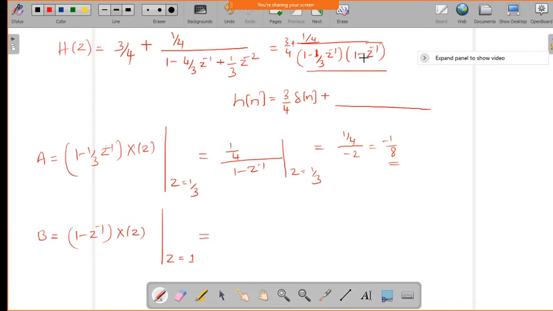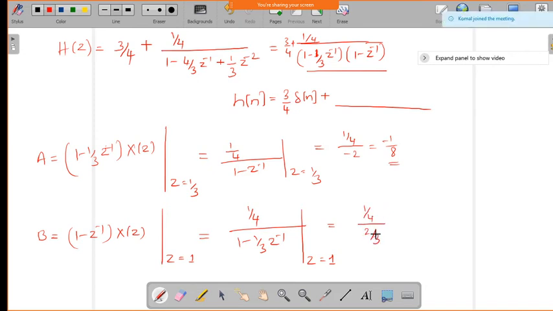And similarly for this one, 1 minus z inverse will cancel each other, you will get 1 by 4 divided by 1 minus 1 by 3 z inverse at the value of z equal to 1. So if you put z equal to 1, z inverse will become 1. So 1 minus 1 by 3, you will get 2 by 3. So 1 by 4 divided by 2 by 3. So this will give 1 by 4 into 3 by 2, which is equal to 3 by 8. So are you getting the values of a and b? Anybody? The same values?